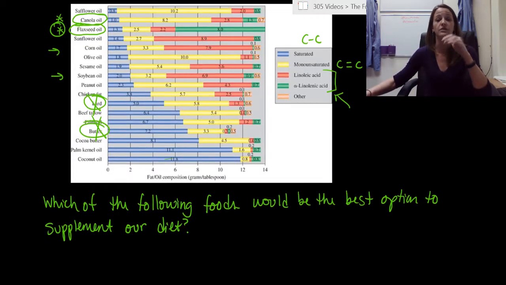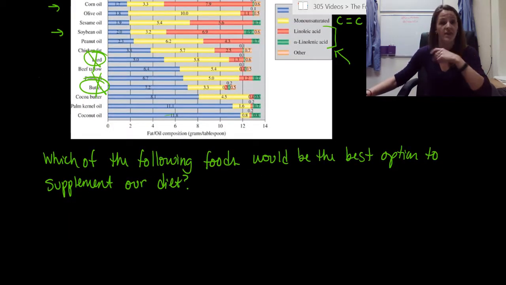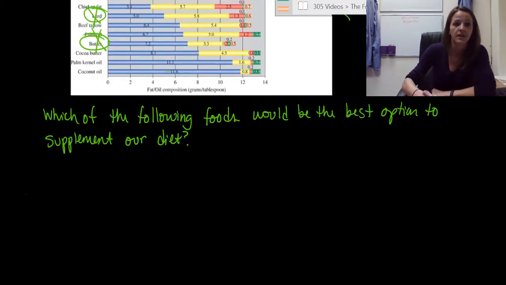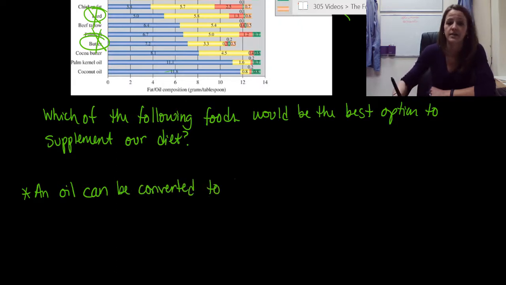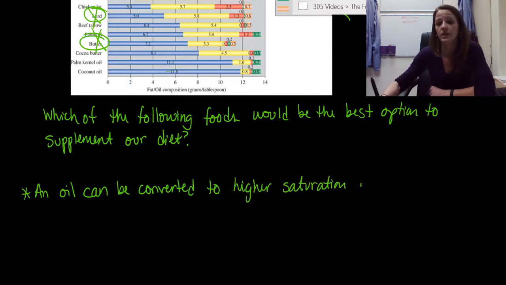Now, the issue with this is that a lot of these oils have a relatively short shelf life. So they decompose or they turn into bad things, right? They have all these impurities in them. So what we do is we use this process called hydrogenation. So essentially what happens is that we have an oil and it can be converted to higher saturation using the process called hydrogenation.